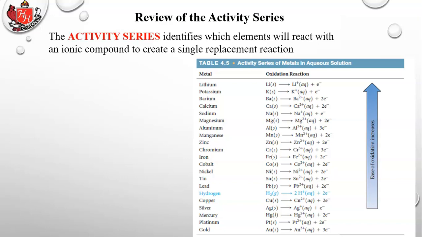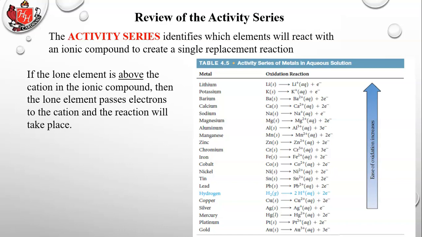So the activity series, we've done this already back in lesson 35, but we're going to review the activity series. The activity series identifies which elements will react with an ionic compound to create a single replacement reaction. So we'll see an example of that in a moment.